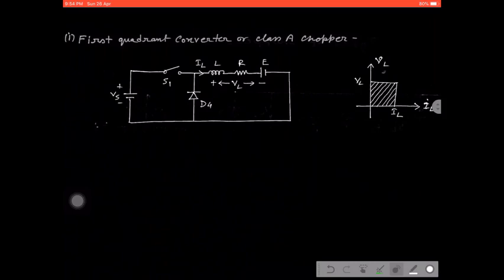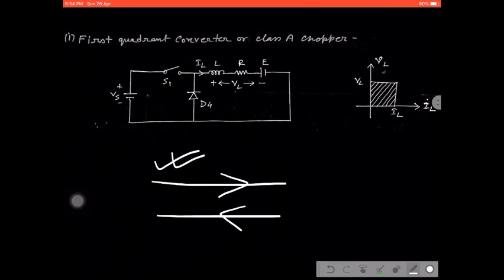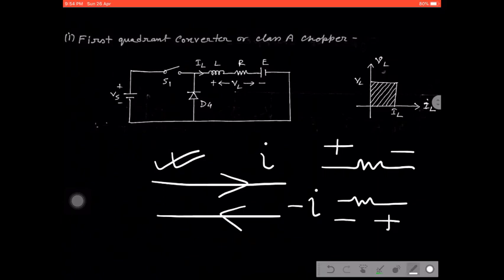See, suppose the current is flowing in this direction, and when the current is flowing in the opposite direction with respect to the reference one, then we can say it is a negative current. Similarly, suppose across any load this one is positive and this one is negative, and after a certain time during operation it has changed its polarity, then we can say it is a minus voltage. So this is called the polarity of the voltage with respect to reference and direction of the current with respect to reference. Very important thing.